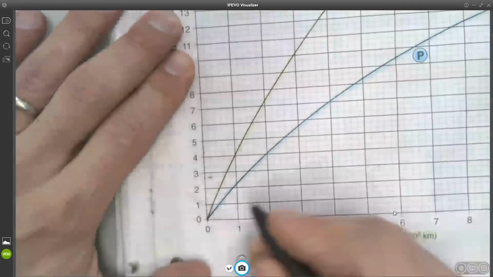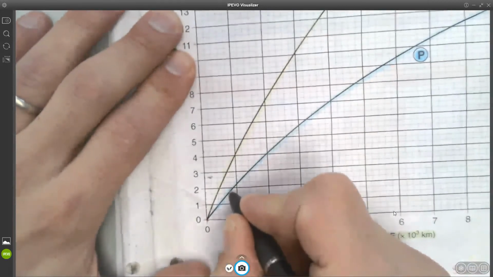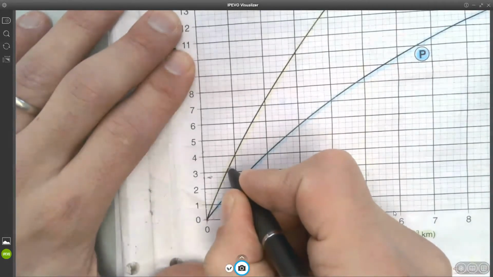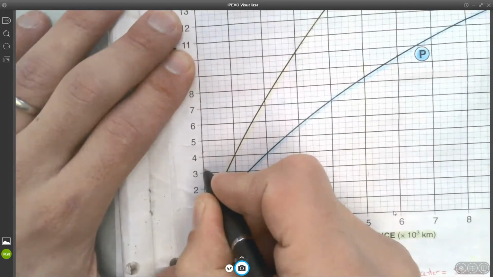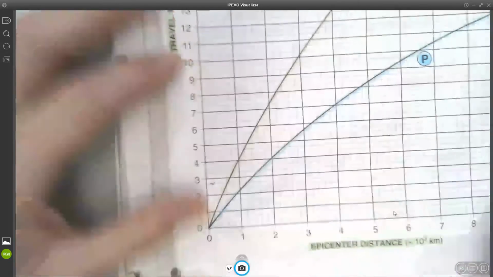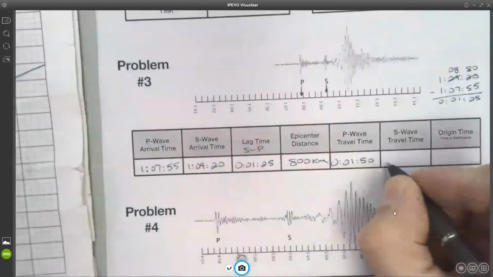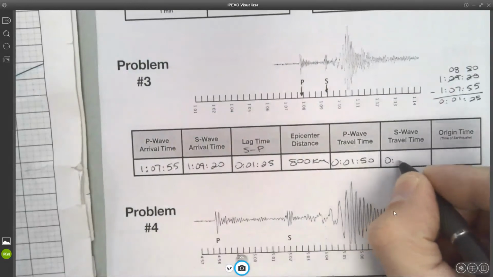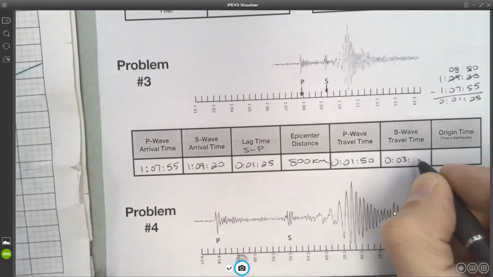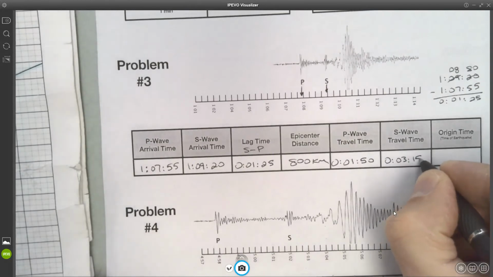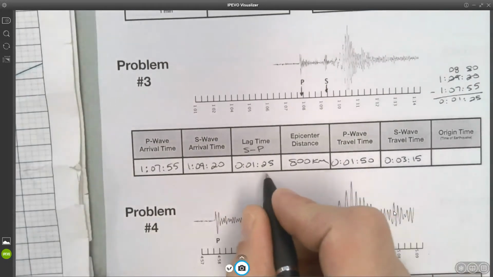S travel time. S travel time, you can go up a little bit further. So we're going up 800 until we get to the line up here. And that ends up right around here. And if I go across from here, that's about 3 minutes and close to 20 seconds or so. And so I'm going to write that down. 0 hours, 3 minutes, and approximately 20 seconds. It might be more like 15. In fact, if you do 15, that'll work out with the math over here.